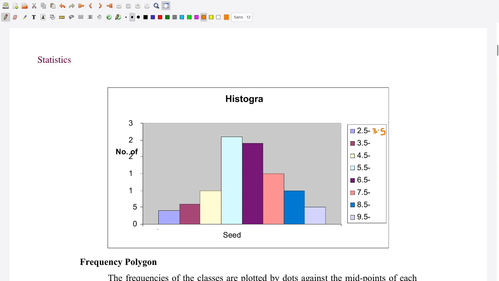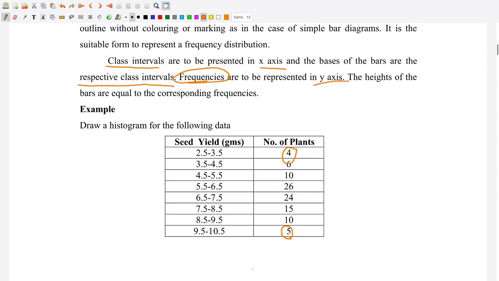You can write the class intervals here on the x-axis: 2.5 to 3.5. This is the first bar. Then for the second one you can write 3.5 to 4.5 and so on. Here these bars do not have any gap, they are continuous, joined together, and the number of plants is mentioned on the y-axis. So this is the histogram.